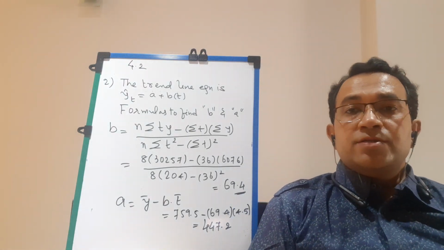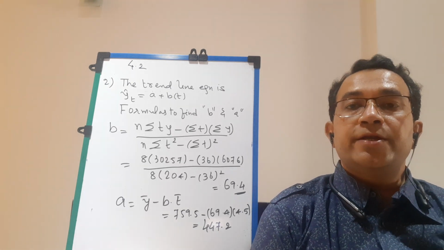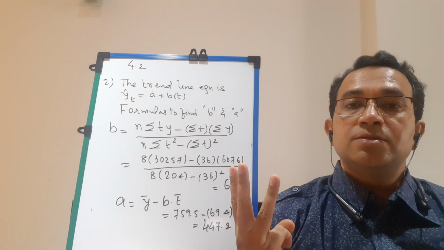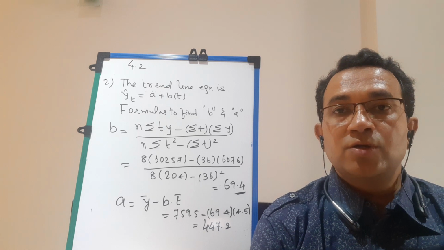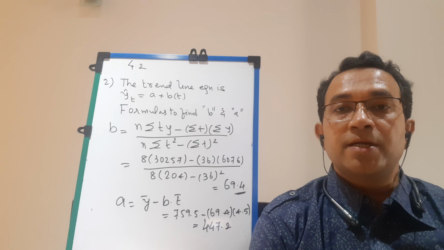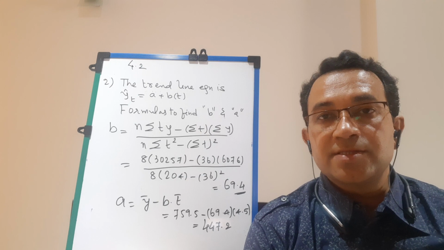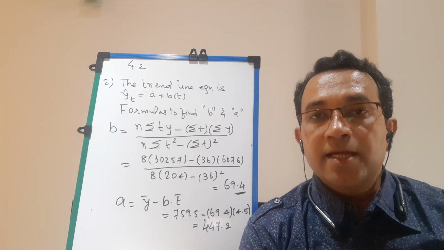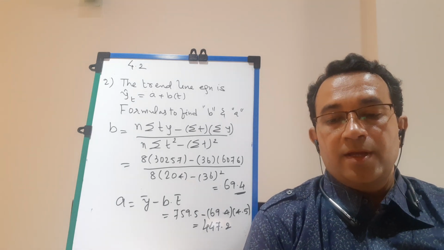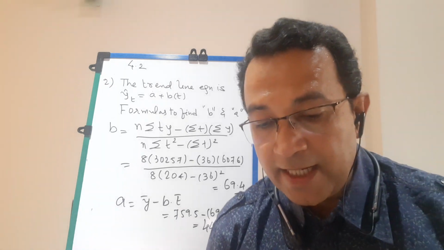So students, 90% of the calculation you have to do with your calculator in the sum. Only 3 steps we have to remember. The trend line equation is yt cap is equal to a plus bt. The formula of b and a: b is equal to n sigma ty minus sigma t into sigma y upon n sigma t square minus sigma t the whole square, and a is equal to y bar minus b into t bar.